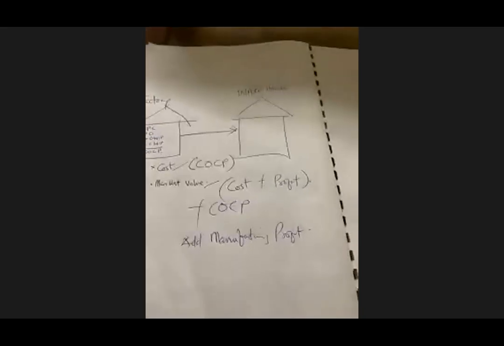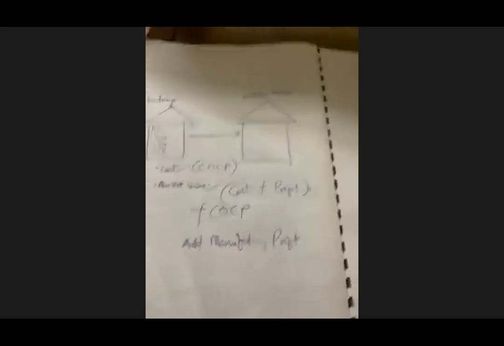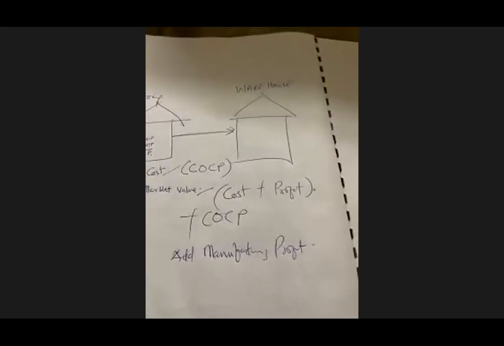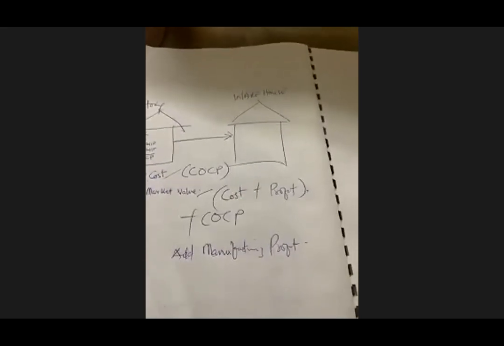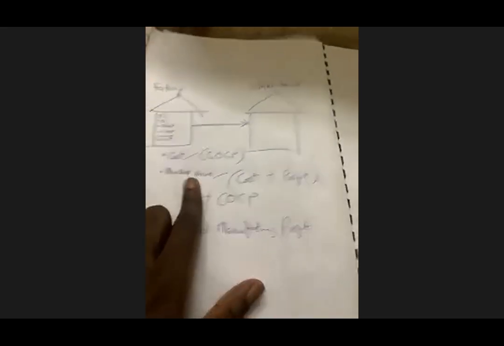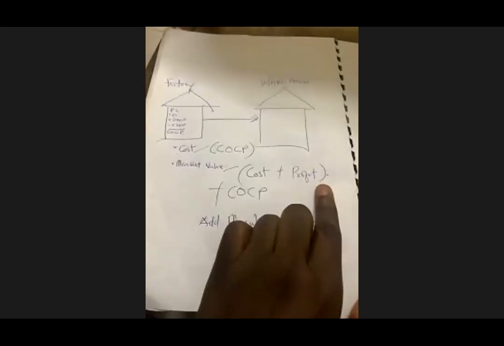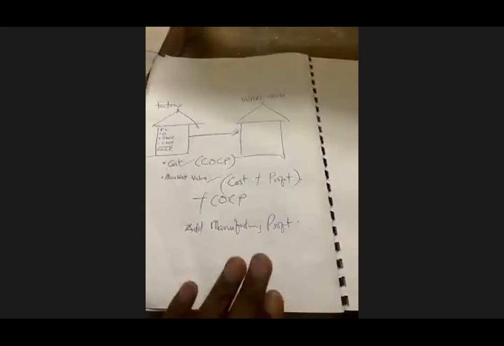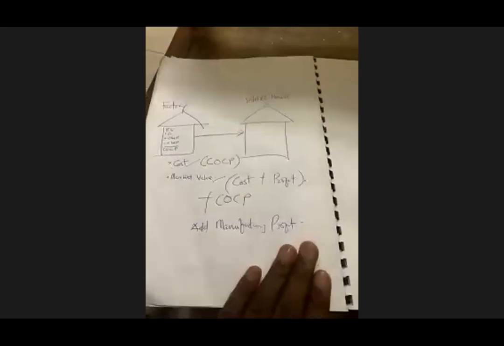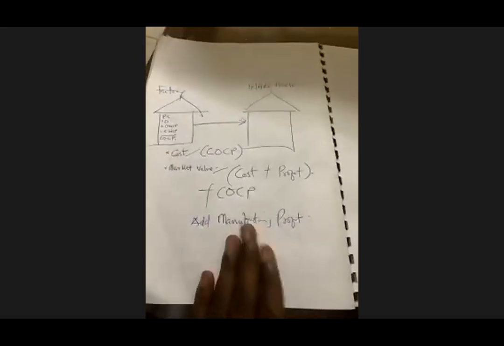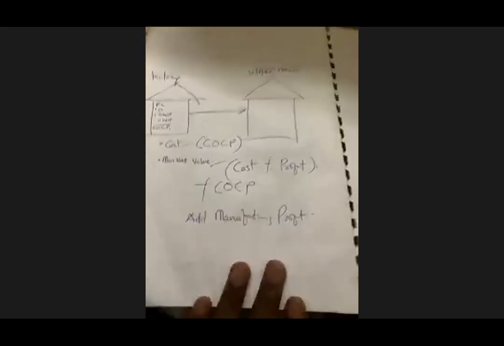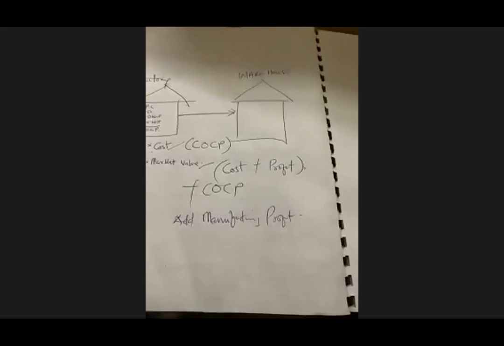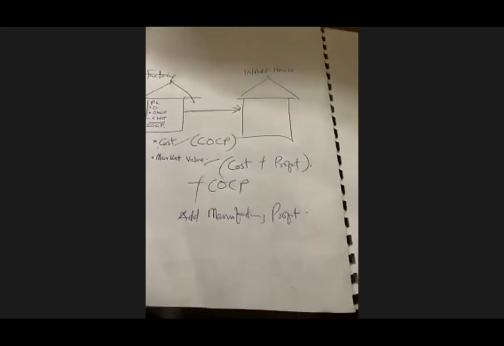So if goods are transferred based on cost plus profit, then we term that market value, all right? So we have market value, which is cost plus profit, all right? And with that, after getting the cost of complete production, we then add manufacturing profit. So cost of complete production plus manufacturing profit will give us market value, all right?